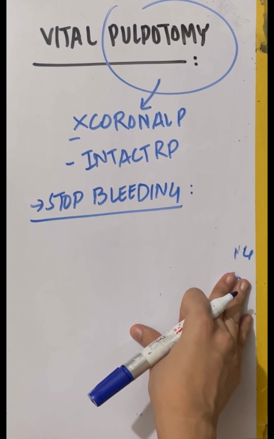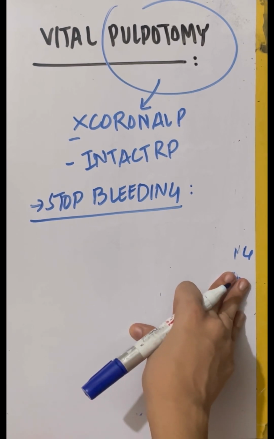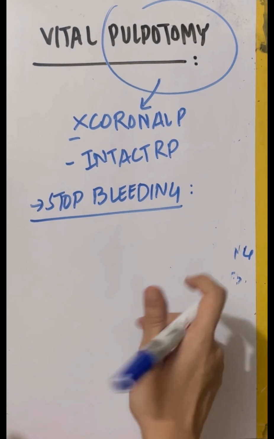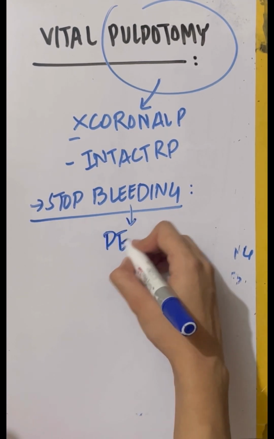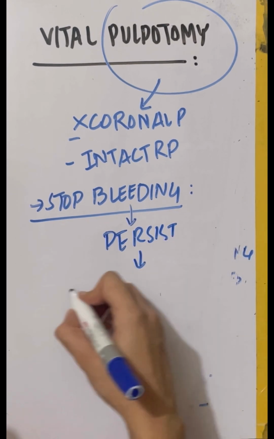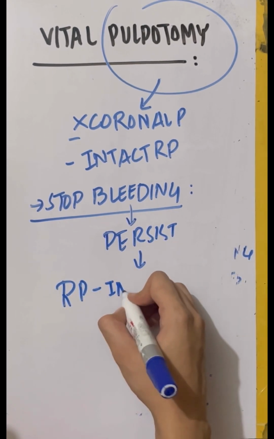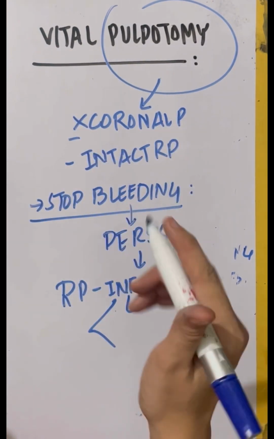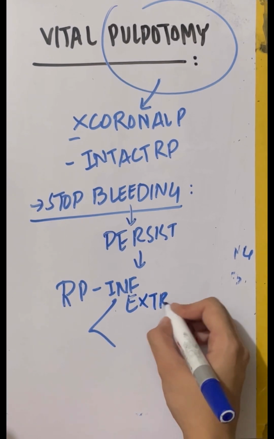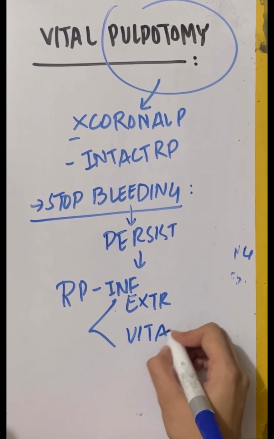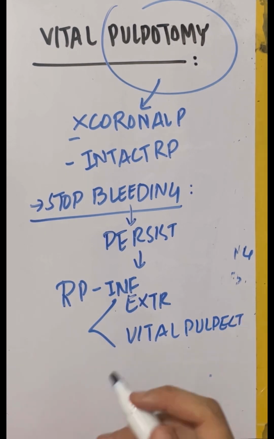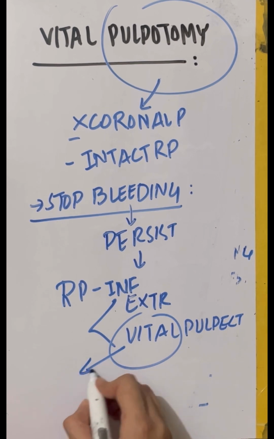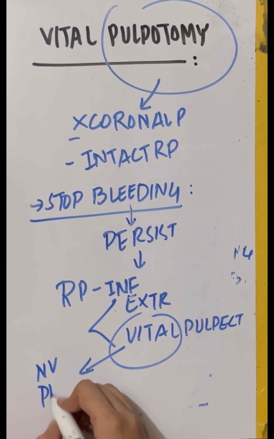Bleeding will be stopped either using a medicament or a cotton soaked in sterile saline. But if the bleeding persists, it means that the radicular pulp is inflamed. And if the radicular pulp is inflamed, we will go for two other options, but not for pulpotomy. We will go for either extraction or vital pulpectomy. And if there is no pulpal tissue present, then we will go for non-vital pulpectomy.